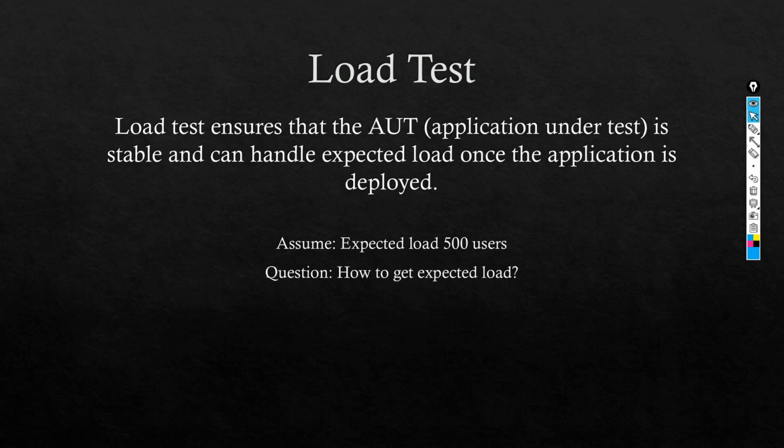Someone is coming to us and saying that you have to test my application, and he's giving some number, right? Who will give us this number? The client will give this number, or the application team, or some business analyst who is working with the client. They will convey to us that you have to test this application with 500 users for the load test. Now my question is, how do they get this number 500? How can they say that we have to test with 500 users for the load test?